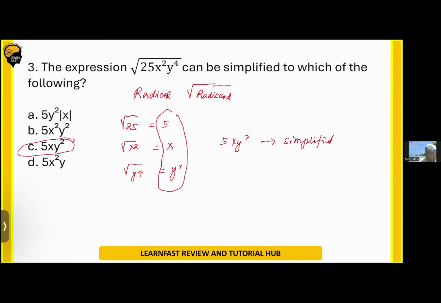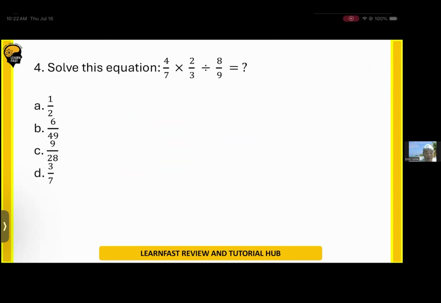Okay, so easy, right? So number 4, the concept here is about operations involving fractions. Note that there is division as the last operation, so you can shift division to multiplication. We will now rewrite the equation: 4 over 7 times 2 over 3, then division becomes multiplication, so you have to take the reciprocal of 8 over 9. That would be 9 over 8.